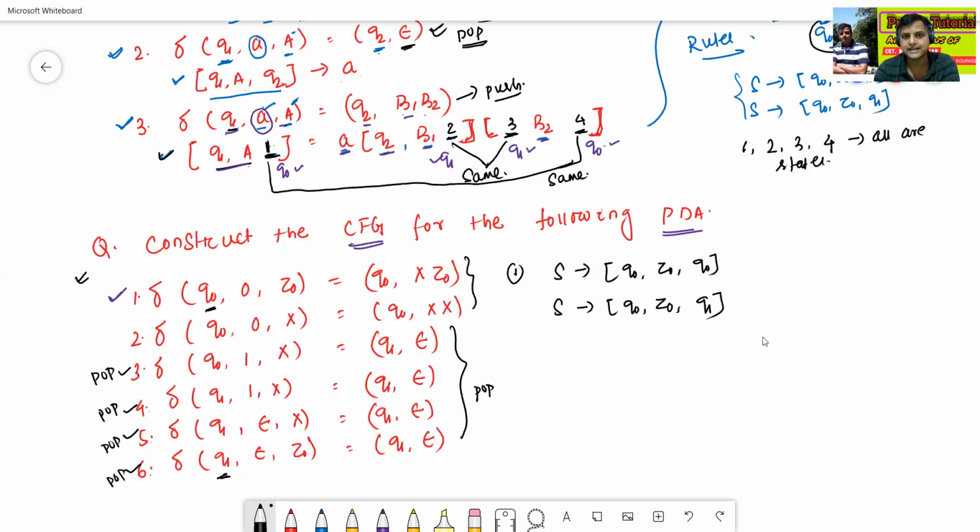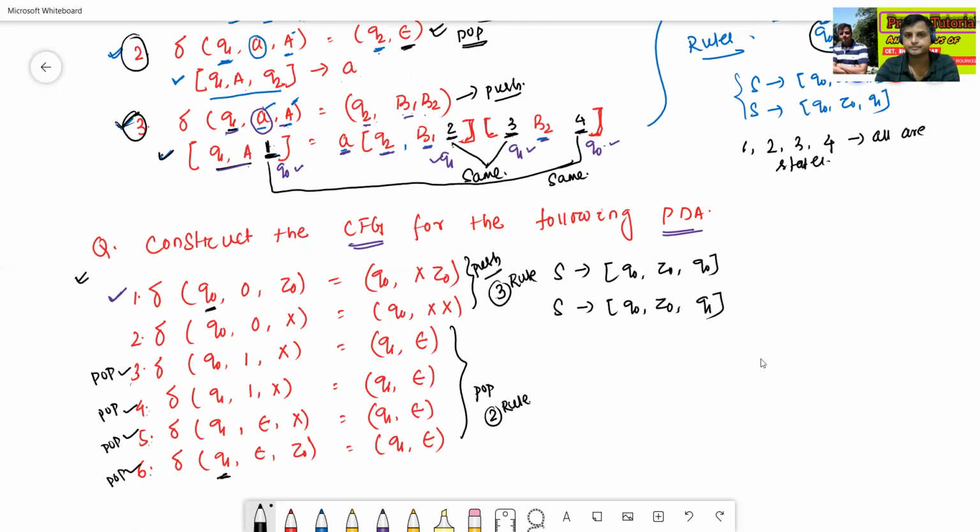See here, first and second transition is called push operation because it looks like, third transition, you can say Q1AA equal to Q2B1B2. So now we'll use second rule for third, fourth, and fifth, sixth transition. Now we'll use third rule. Rule three for first and second transition. We'll use rule three and we will use rule 2 for third, fourth, fifth, sixth transition.